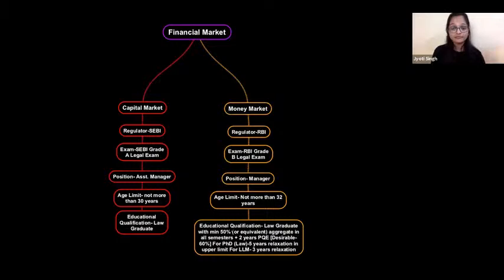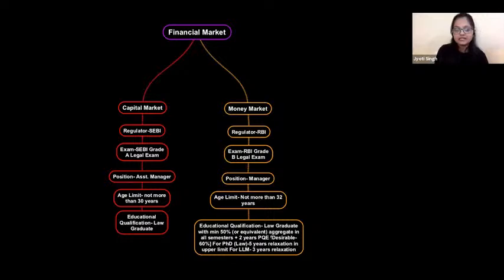After that, besides being a law graduate with a minimum of 50%, you are also required to have a 2 years post-qualification experience. So this was not there when you compared it with SEBI, right? You did not have a minimum percentage criteria. You did not even have a minimum of post-qualification experience that was required. So even fresh graduates would be eligible to sit for the Grade A Legal Exam of SEBI, but fresh graduates would not be eligible to sit for the RBI Grade B Legal Exam. Why? Because obviously they require you to have a minimum post-qualification experience of 2 years, right?